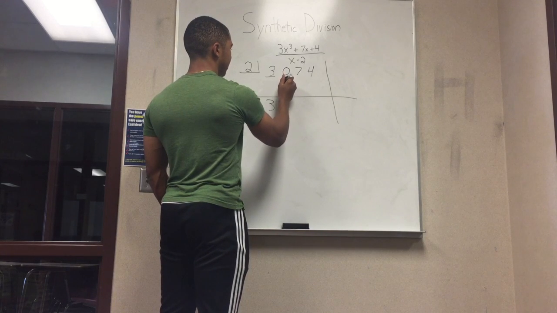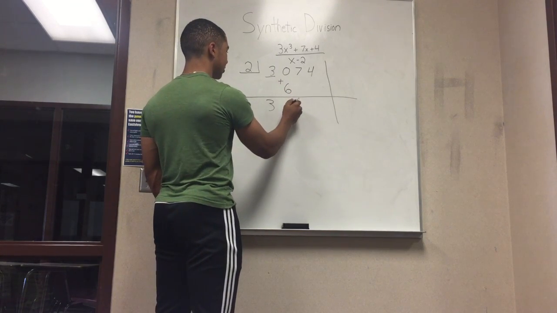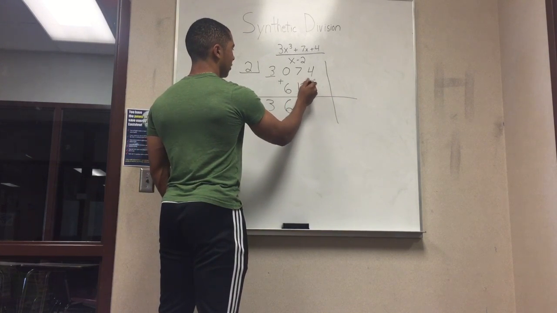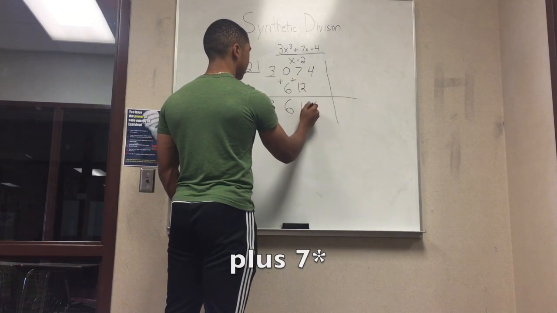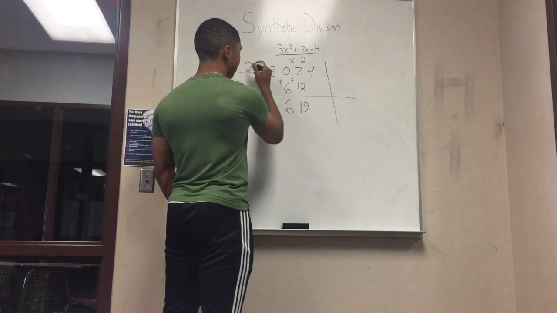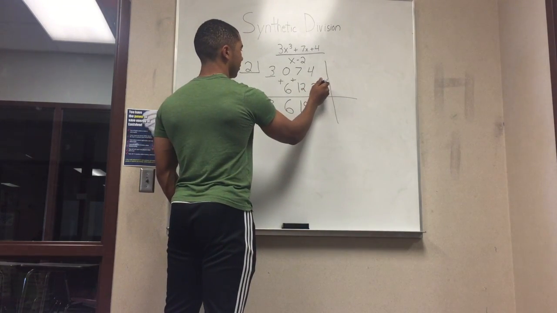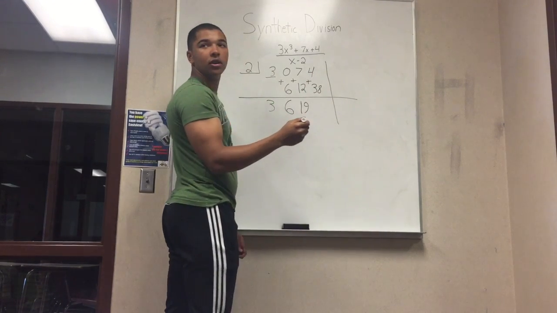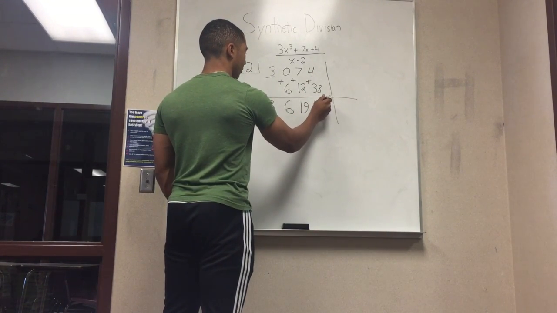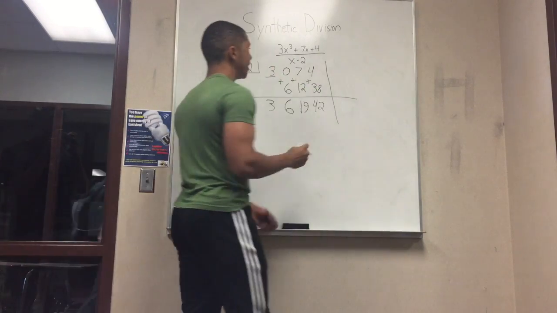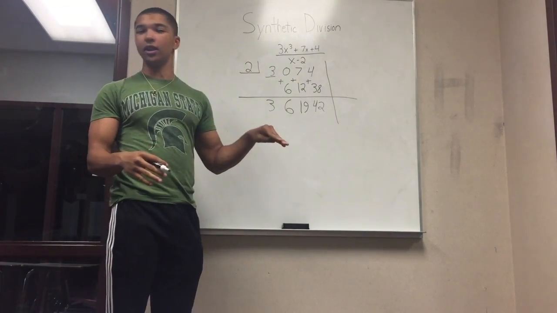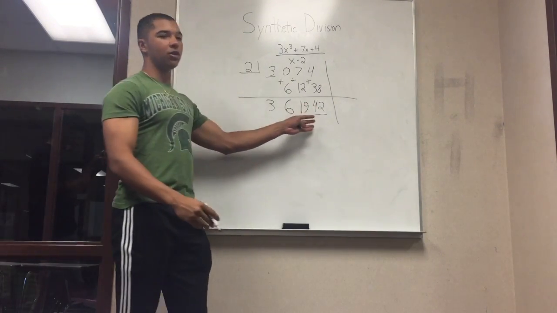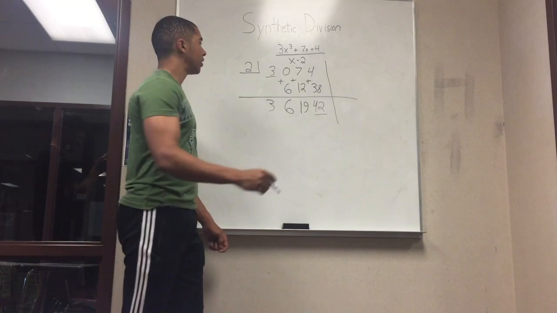And now you do 6 plus 0, which is still 6. We do that times 2, which gives you 12. 12 plus 7 is 19. That times 2 is 38. Now 38 plus 4 is 42. So in this specific problem, it didn't divide completely evenly, so we have a remainder left, which is 42. In other problems, you would have 0 left, which means that it factored out completely fine.